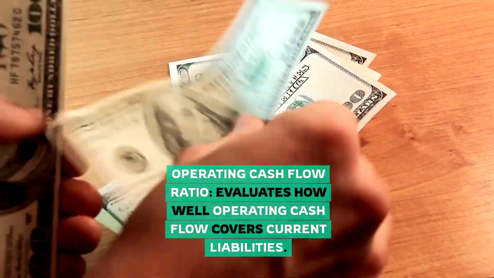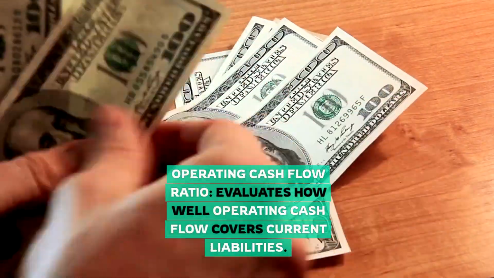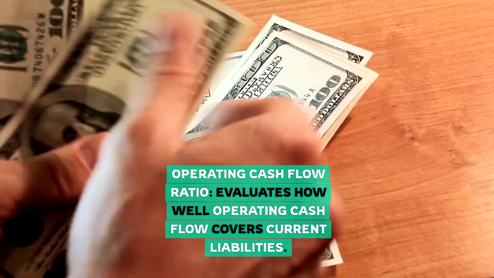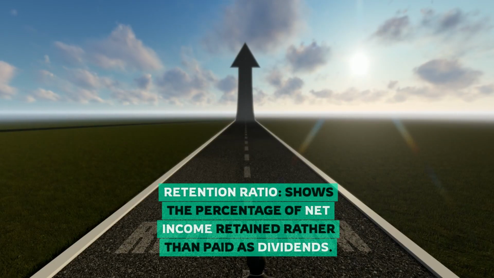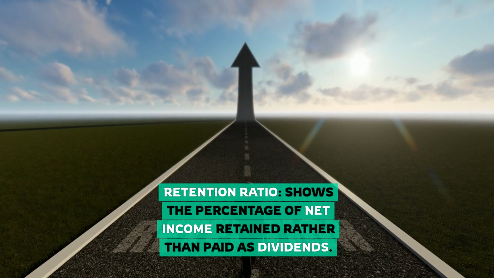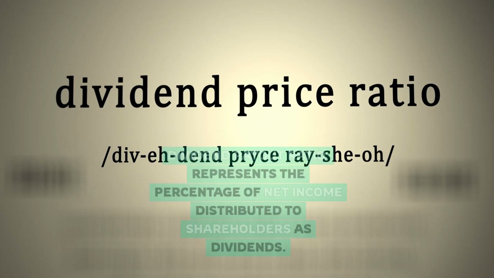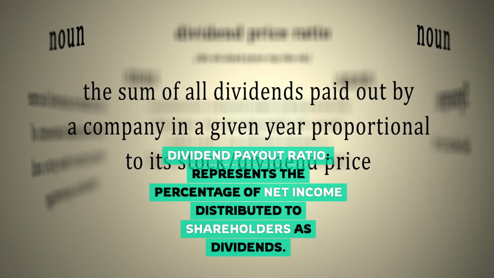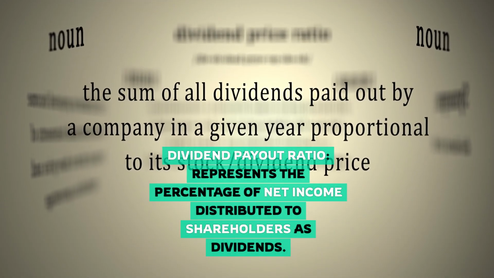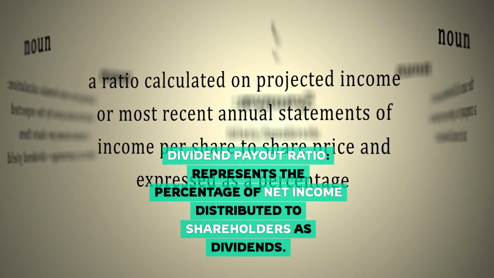Operating cash flow ratio evaluates how well operating cash flow covers current liabilities. Retention ratio shows the percentage of net income retained rather than paid as dividends. Dividend payout ratio represents the percentage of net income distributed to shareholders as dividends.